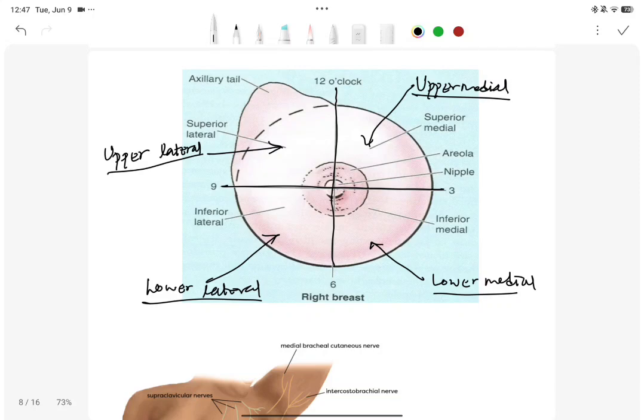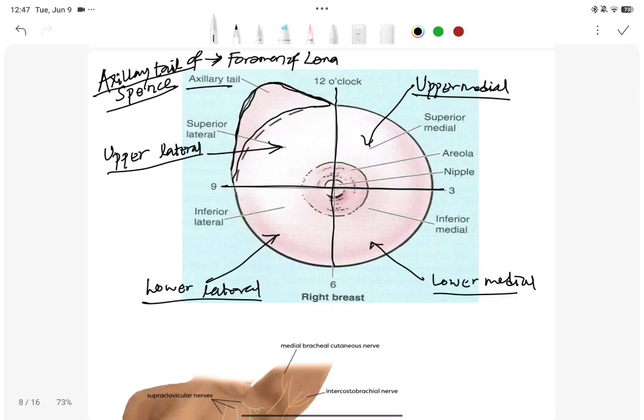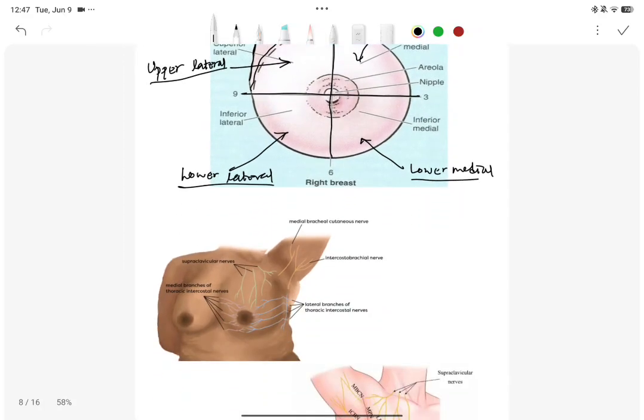And the extension of the upper lateral quadrant to the axilla is the axillary tail, called the axillary tail of Spence. The axillary tail of Spence passes through an aperture known as the foramen of Langer. So there is the axillary tail of Spence.